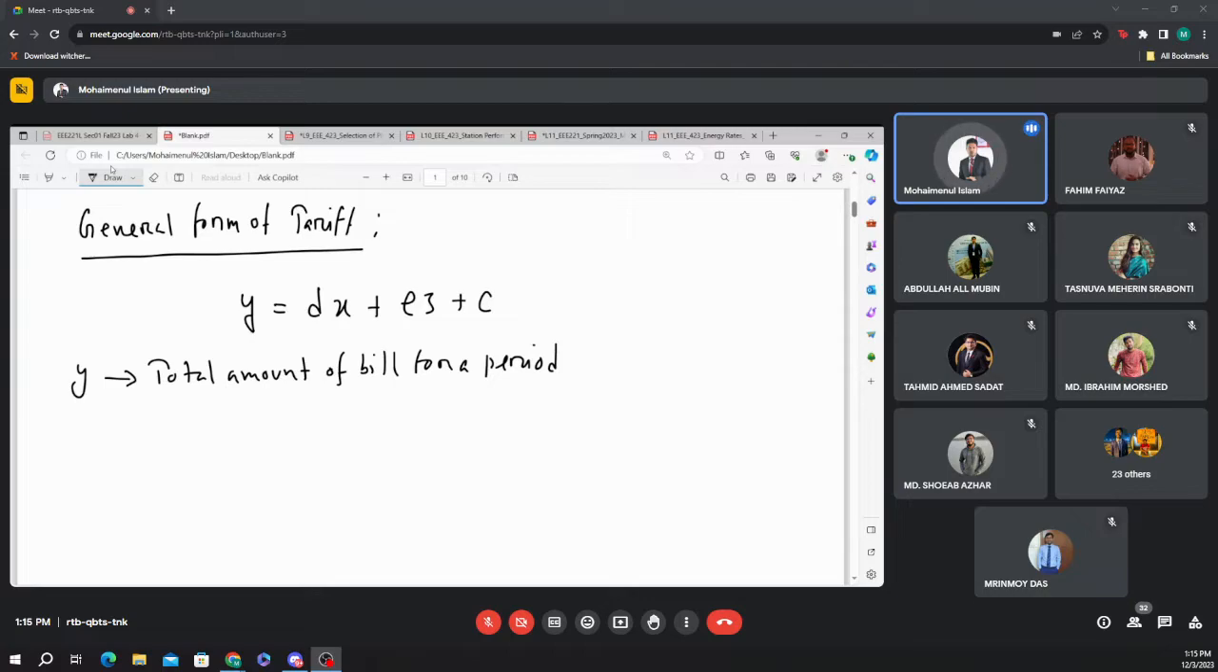So this amount of bill is that value you are getting for energy consumption. So you are consuming energy, right, for a particular period, and for that you are getting that total amount of bill. So from where is this bill coming? From D. D is for unit charge, the meter you are setting, that unit charge.